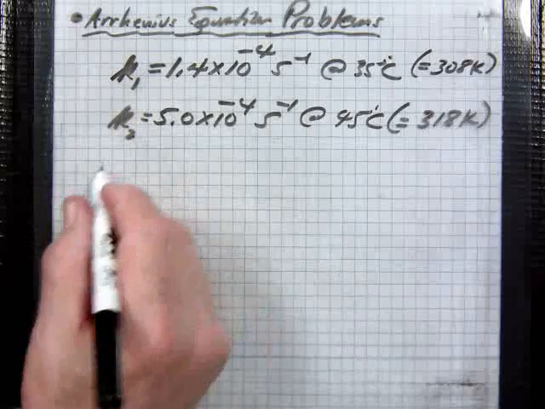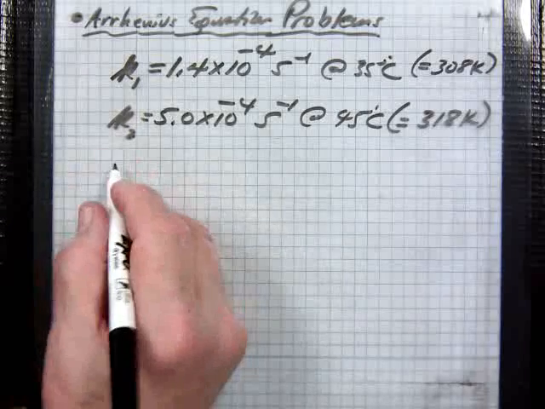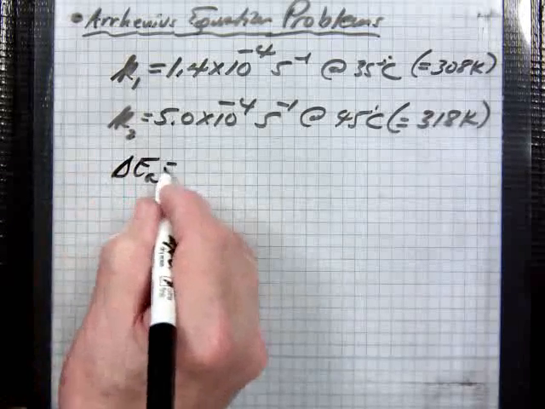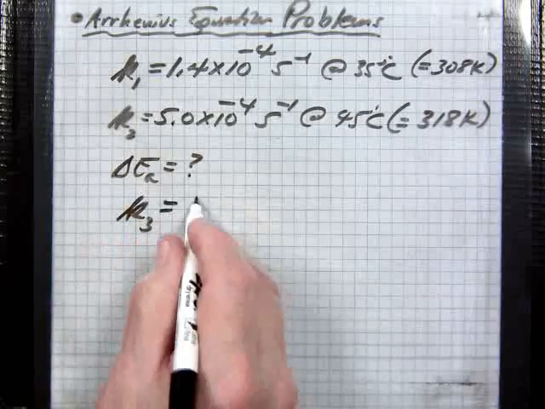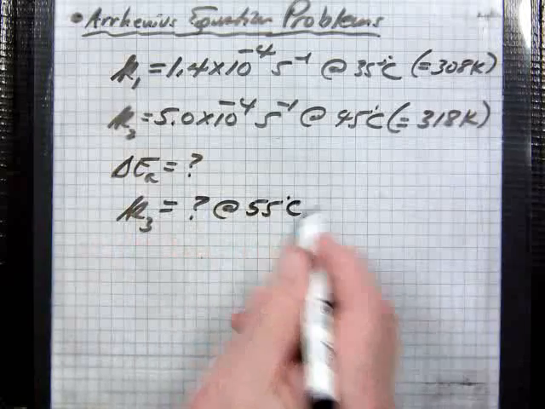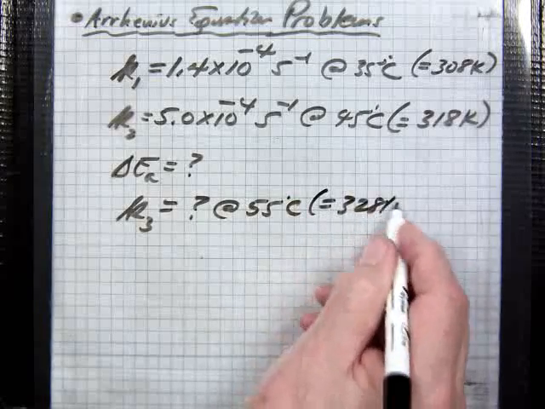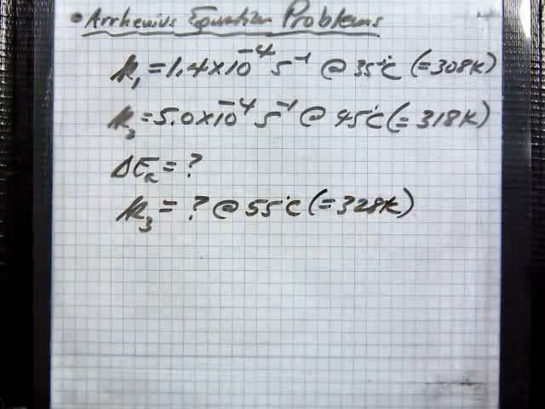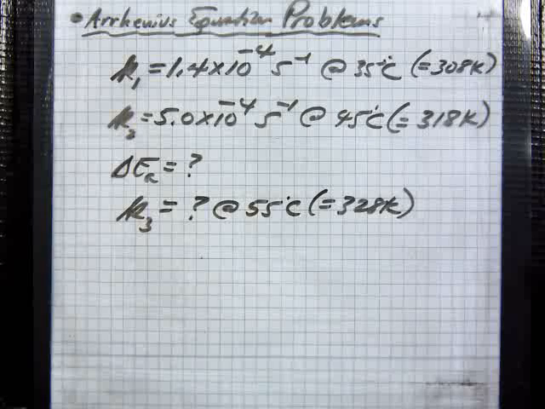And what it's asking for, what is the activation energy for the reaction? And what is K3 equal to at 55 degrees C, which would be 328 Kelvin, right there. So this involves, of course, the Arrhenius equation, and then you take the expression and solve for EA and substitute and solve.